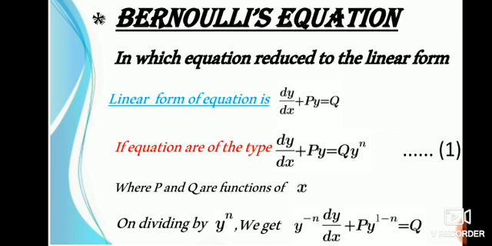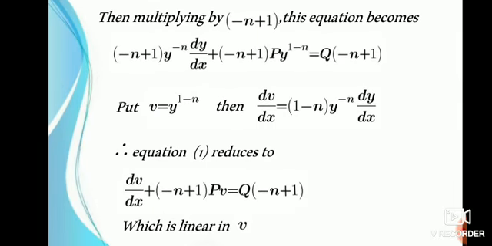Equation 1, dividing by y raised to n, we get y raised to minus n dy by dx plus p into y raised to 1 minus n equals q. Then multiplying by minus n plus 1, this equation becomes minus n plus 1 into y raised to minus n dy by dx plus minus n plus 1 into p into y raised to 1 minus n equals q into minus n plus 1.